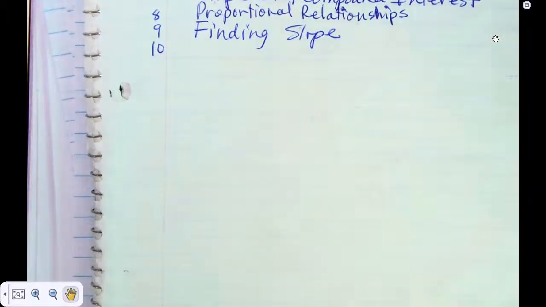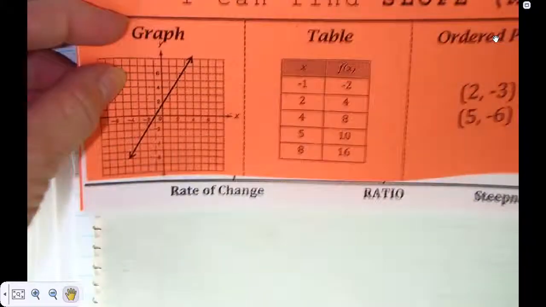So number 9 in your spiral, finding slope. You're going to take the white. Let me see. You're going to take the orange, guys, on the left. On the recording, let me show you now. The orange on the left, the white piece on the right. You're going to flip the orange up. Slide the white over, where when you fold it down, it looks like that.